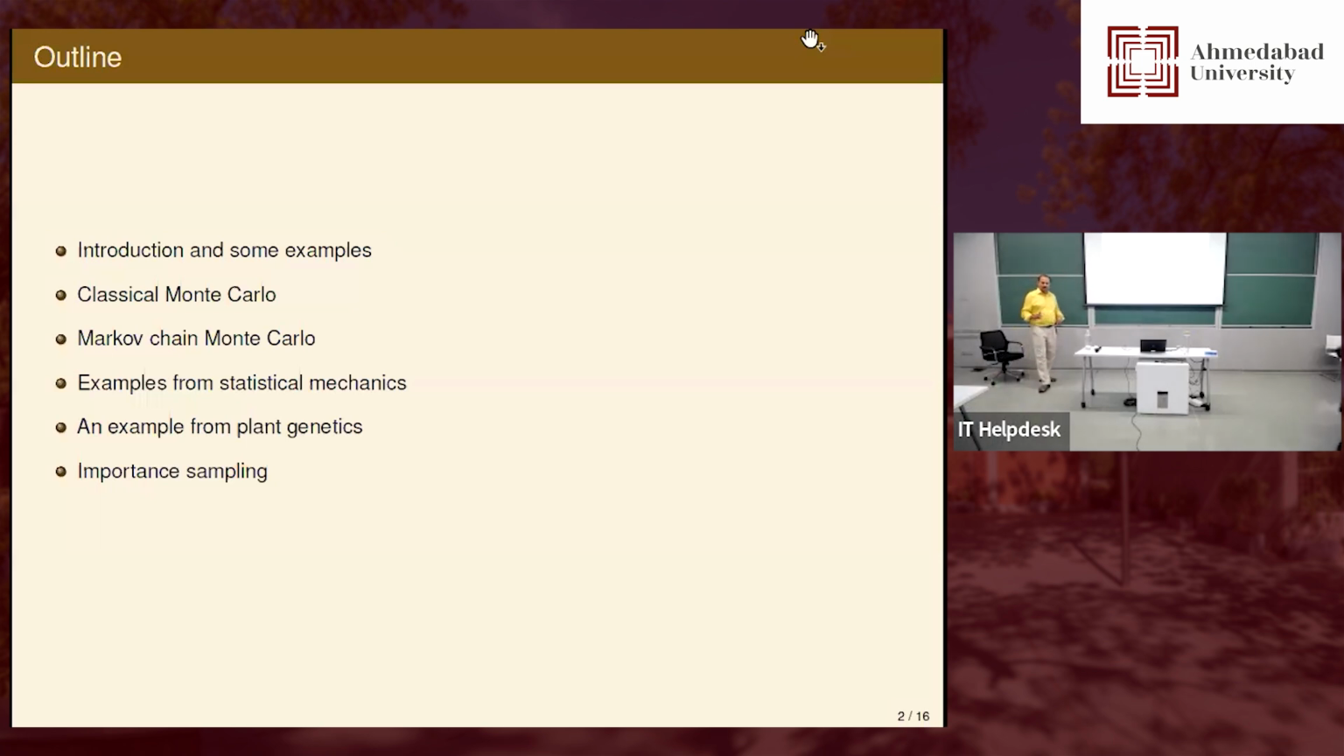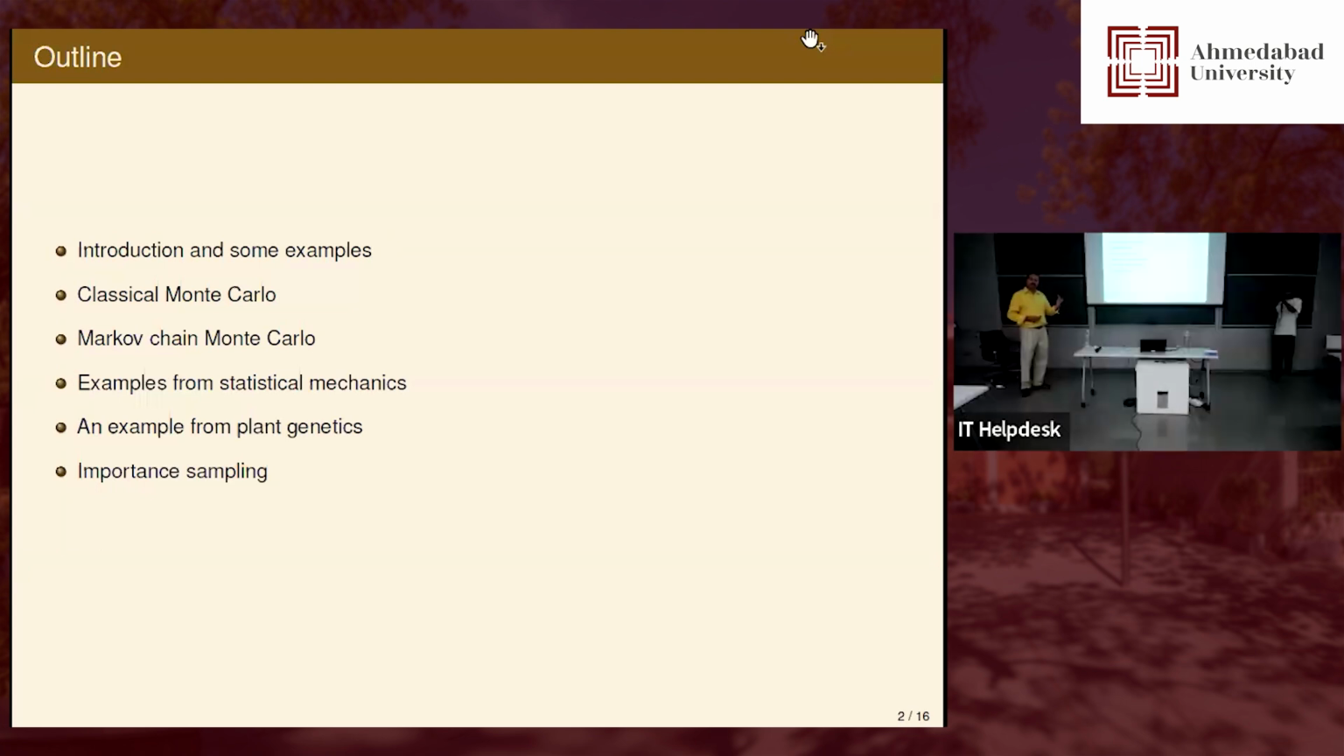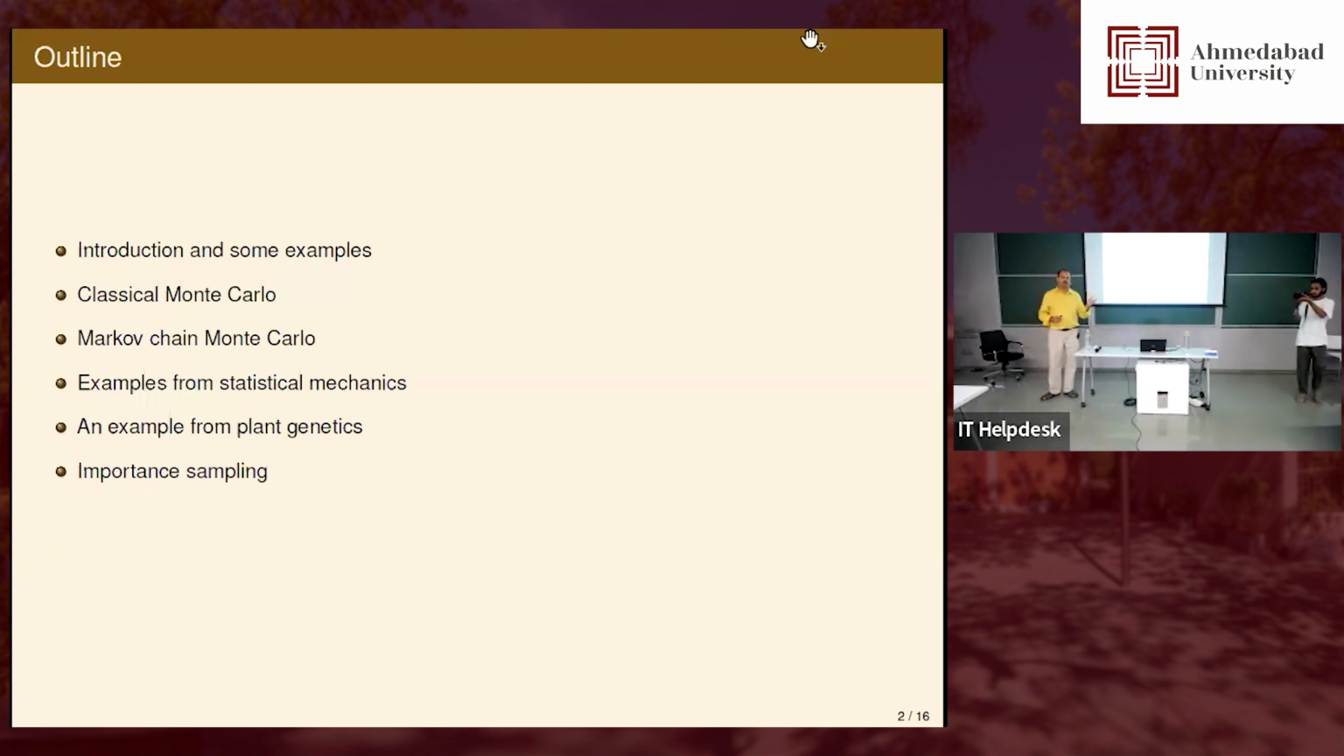Then, when I'm describing the methods very briefly, I'll talk about the ordinary or the classical Monte Carlo method, and then other methods, which are generalizations of those classical tools, namely Markov chain Monte Carlo methods. Again, I will talk about why it is needed. Why do we need that extension? Why do we need these generalizations? Again, from different examples. Then I'll focus on two specific examples, one from statistical mechanics and one from plant science, okay? And if I have time, I'll get into a class of Monte Carlo methods known as importance sampling, but I'm not sure whether I'll have time, okay?